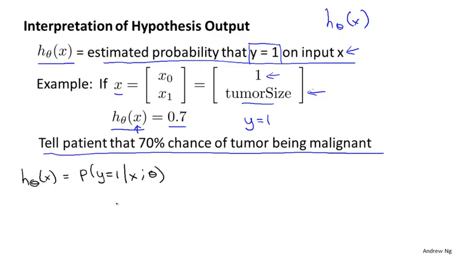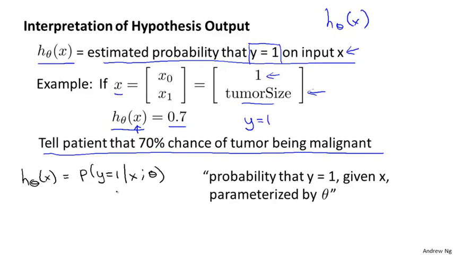For those of you that are familiar with probability, this equation may make sense. If you're a little less familiar with probability, here's how I read this expression. This is the probability that y is equal to 1 given x, so given that my patient has features x, or a particular tumor size represented by my features x, and this probability is parameterized by theta. So I'm basically going to count on my hypothesis to give me estimates of the probability that y is equal to 1.